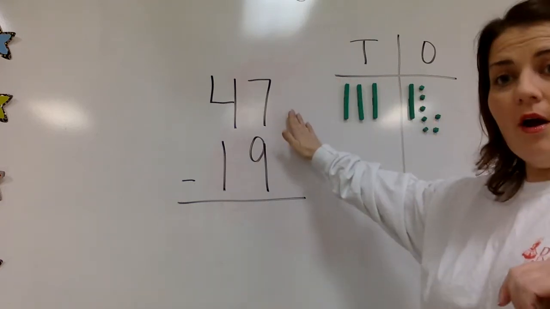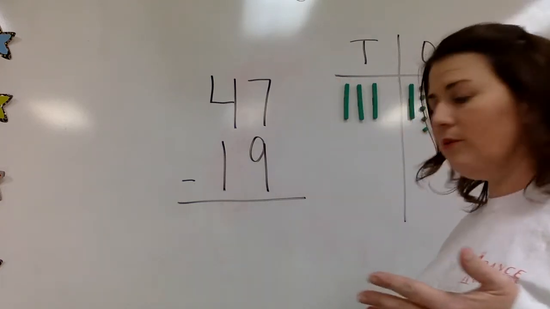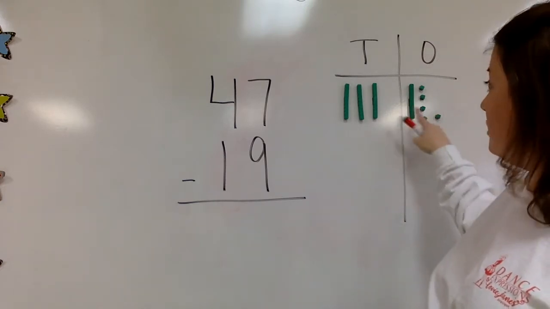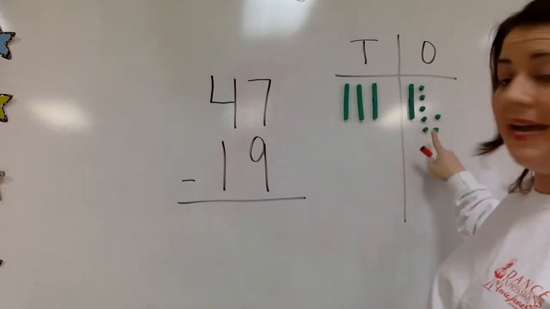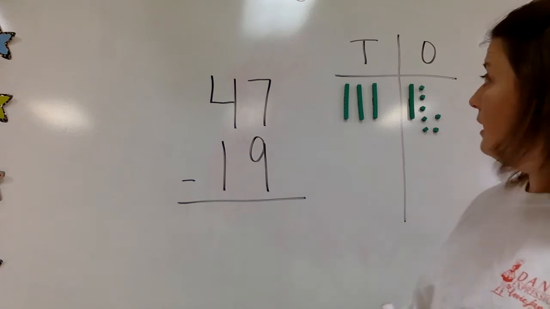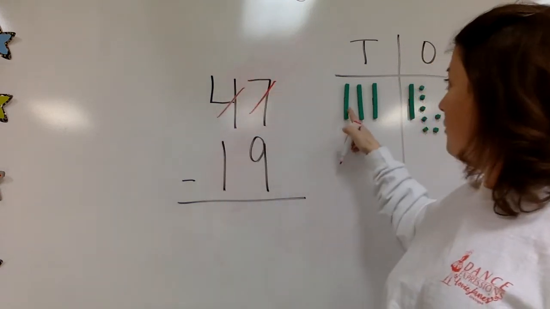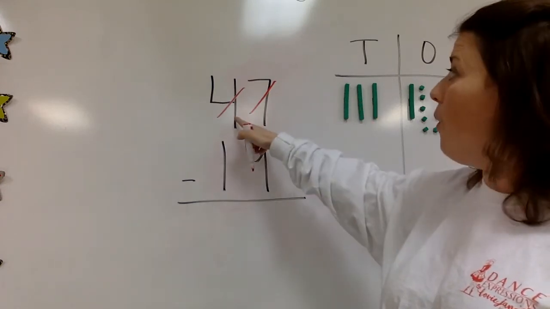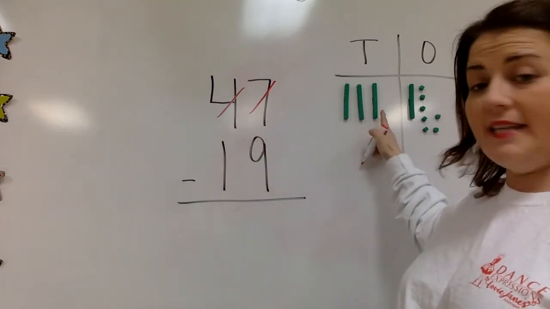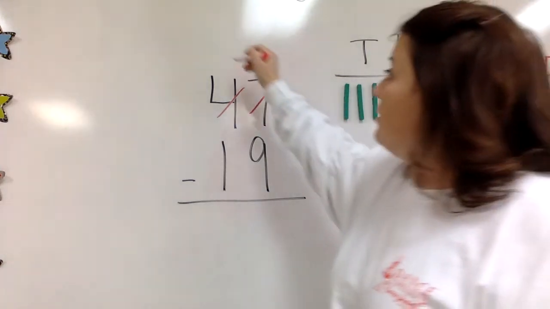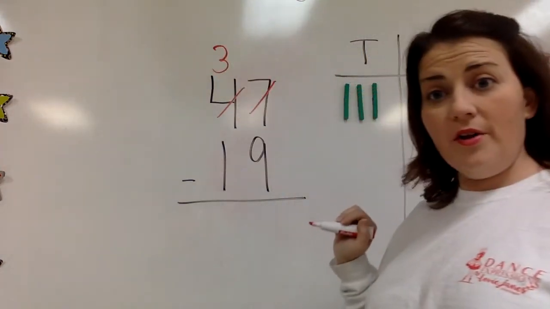Now, how does that work in our algorithm over here? How do we record that? Because we can certainly take 9 away from this. Okay, so how many 10s do we have now in the 10s place? We had 4, but we moved 1, so how many do we have now? 3. So we just record that.